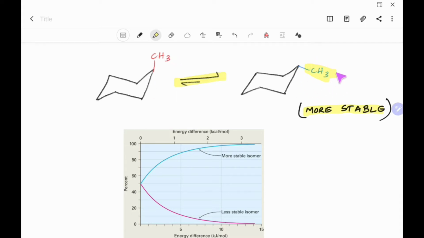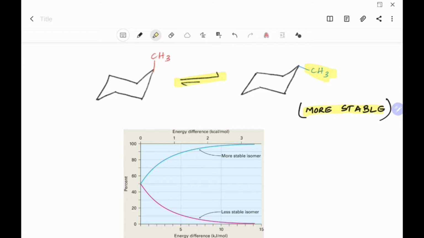Why? Because it is more stable. So in the beginning, you will have 50-50 axial conformation and equatorial conformation, but with time, equilibrium will shift to the more stable isomer, in this case the equatorial isomer, and therefore you will have almost 100% of the more stable conformation as compared to the unstable conformation. So that is how the equilibrium shifts depending on the stability.